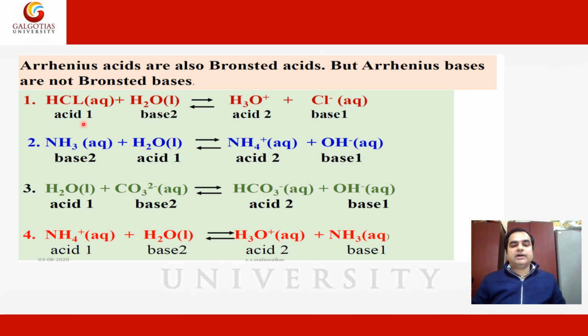According to Bronsted, a substance that can accept a proton is called a base. But according to Arrhenius, a substance that gives OH ions in aqueous solution is a base. So Arrhenius acids can be represented as Bronsted acids, because H ions are given by the acid when it gives H ions in the solution, so both are the same. That's why we can say Arrhenius acids are Bronsted acids, but Arrhenius bases are not Bronsted bases, as we can see in these reactions.